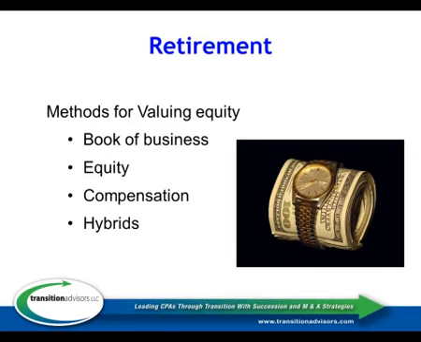A compensation-based system, and I've already given you that example, would be somewhere where we would take, say, the highest 3 of the last 5 years' compensation, and we might pay a multiple of that and pay that over time. So a common method would be 3 times the average annual compensation paid over 10 years.